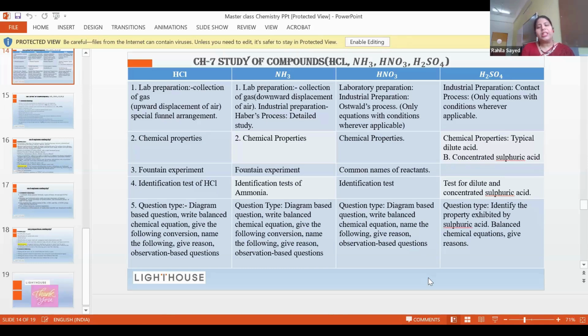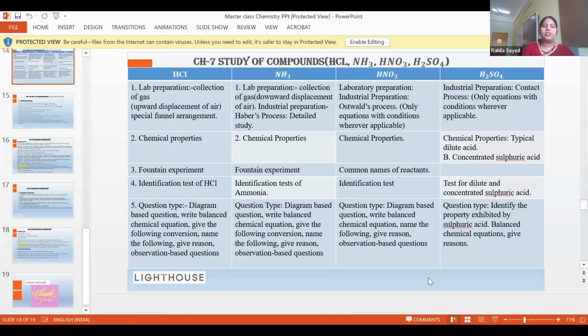From here also, children, they can give you a diagram, and based on the diagram, you need to answer the questions. If they don't give you the diagram, they will give you other questions, but from fountain experiments, questions are also asked. Then for nitric acid, you need to know the common names of the reactants: saltpeter, chili saltpeter. This you need to know. Then identification tests of hydrogen chloride gas, ammonia, and nitric acid, and tests for dilute and concentrated sulfuric acid are very, very important.